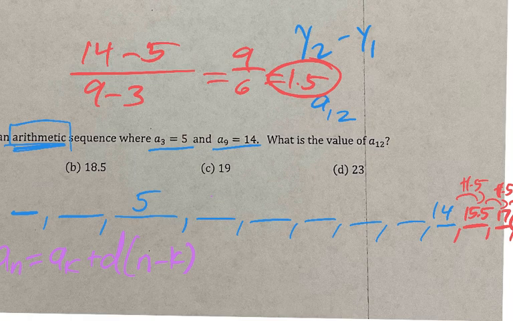What you could have done, if they asked me to find a sub 300, right? I would not want to keep doing this strategy. This would be a bad strategy. But if you did need to know that, then that's when you might use this formula, because you know the common difference is 1.5.